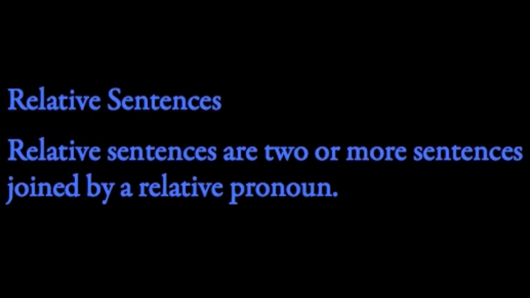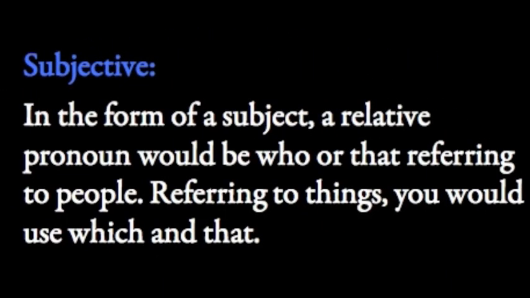Relative sentences are two or more sentences joined by a relative pronoun. They are used in three forms. They're split into subject, object, and possessive forms. In the form of a subject, a relative pronoun would be who or that. These refer to people. You would use which and that to refer to things.